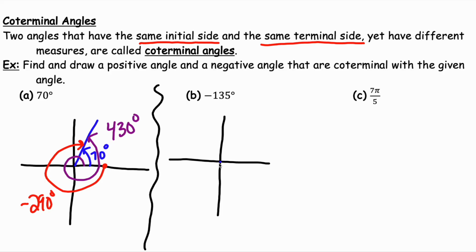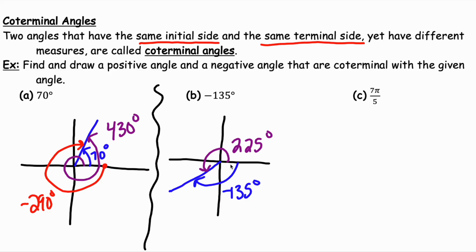All right, so negative 135 is going to be over here somewhere. So this is the angle I'm starting with, going from here to here, is negative 135. First thing I want to do is find my positive one. So I take negative 135 plus 360. That's going from here to here, and that's going to give me 225 degrees.